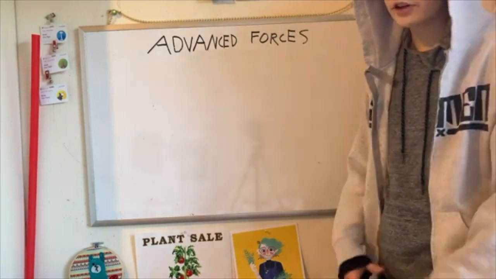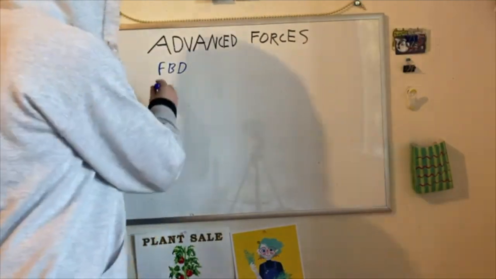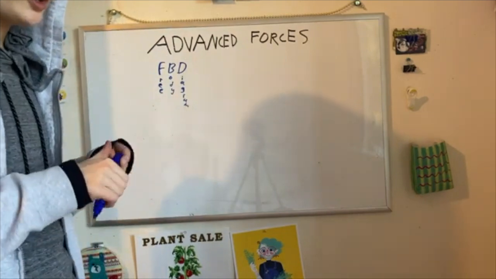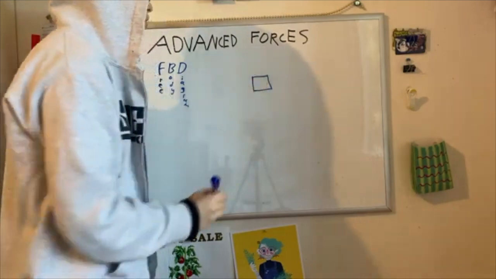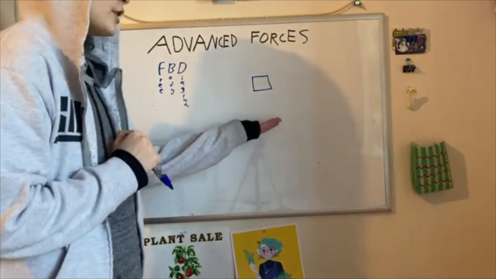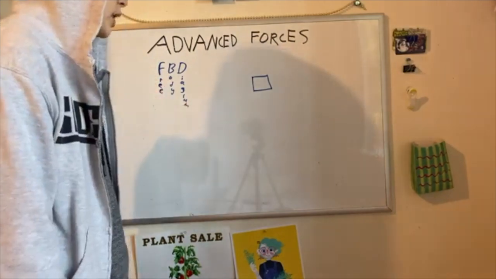So we're going to draw something called an FBD, aka a free body diagram. And it's really easy to draw, and it will show you all of your forces. So the first thing you're going to want to draw is a box. It can also be a circle if you're weird. This is a representation of the object that is having the forces acted onto it. This is the only object we really care about.